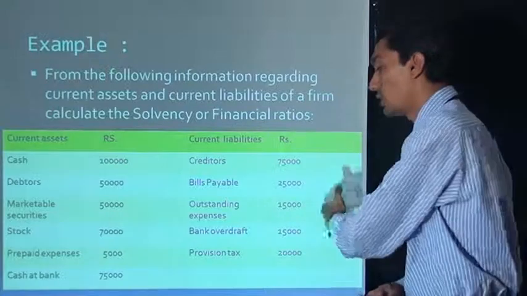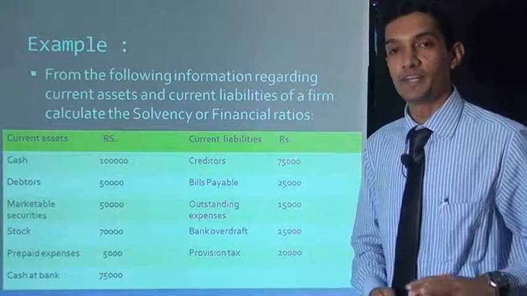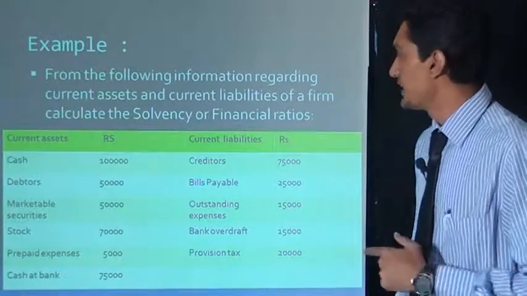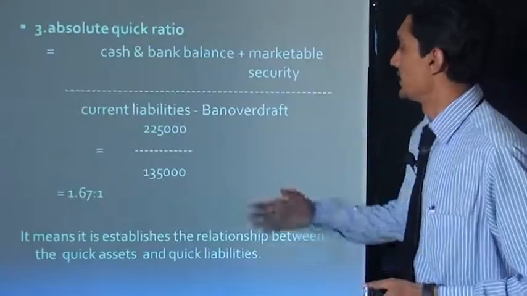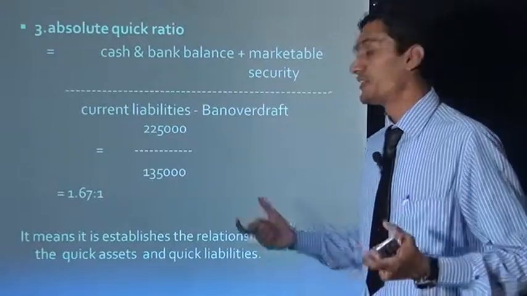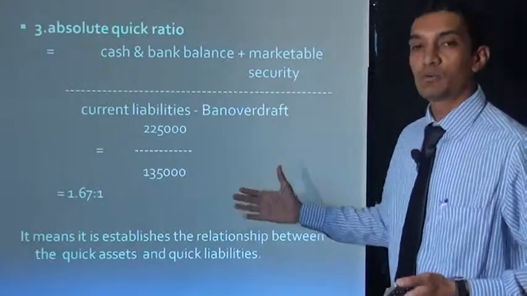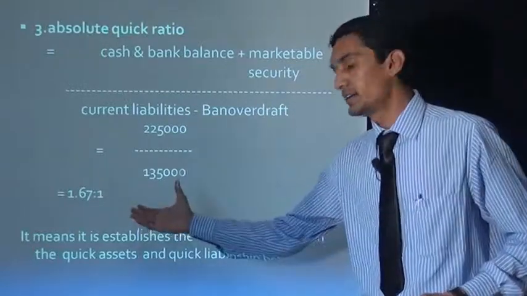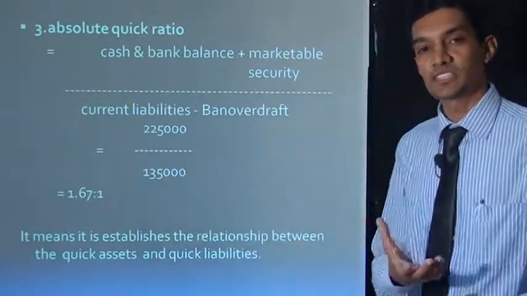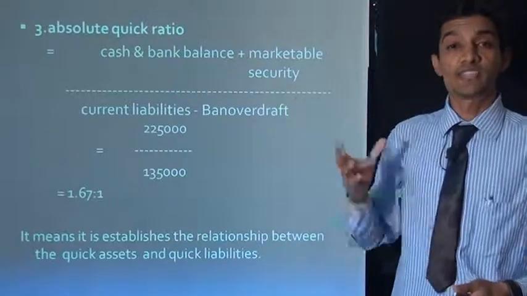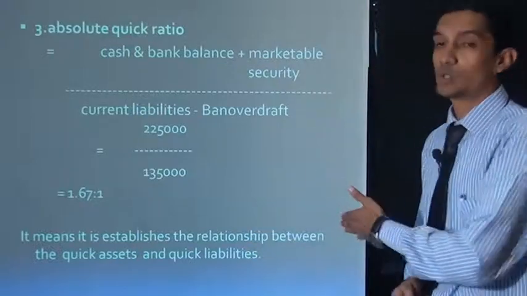Now in current liabilities, we divide by current liabilities minus bank overdraft, because the bank overdraft is not a quick liability. So the bank overdraft of 15,000 is deducted from current liabilities: 1,50,000 minus 15,000 gives 1,35,000. So 2,25,000 divided by 1,35,000 gives 1.67 to 1 proportion. So the cash or bank position is also good from a financial point of view. This is the absolute quick ratio.